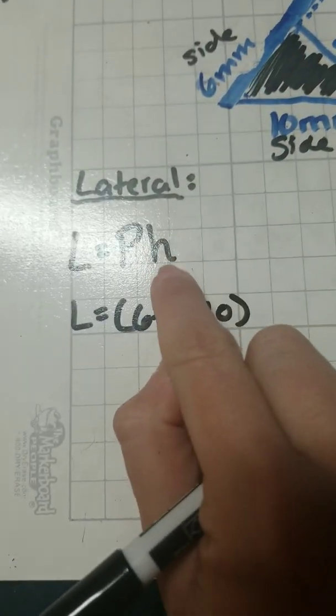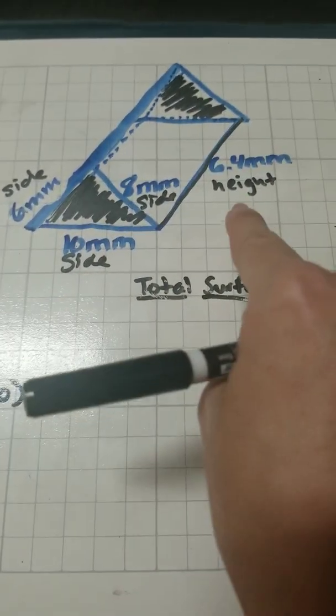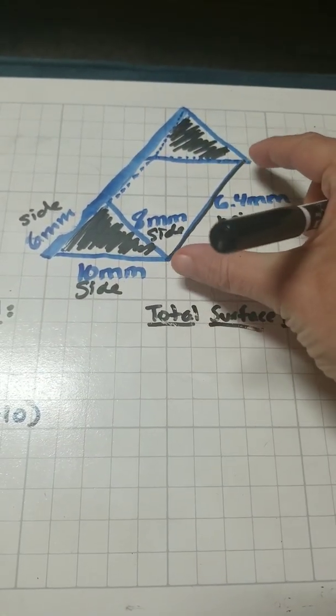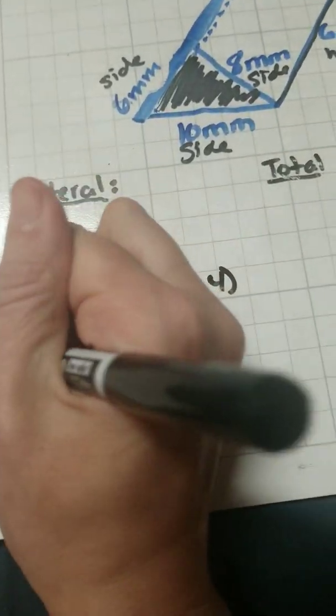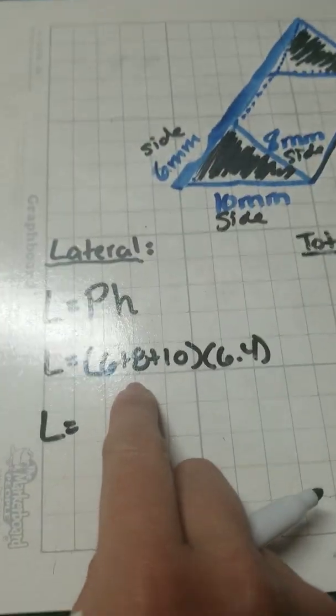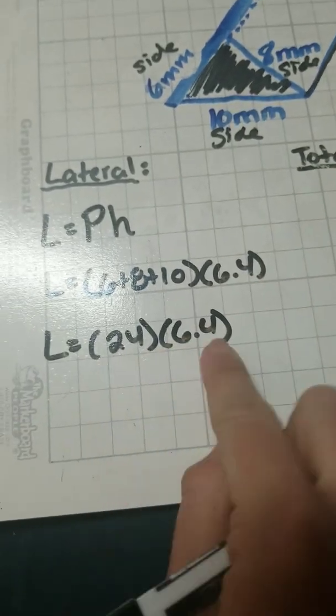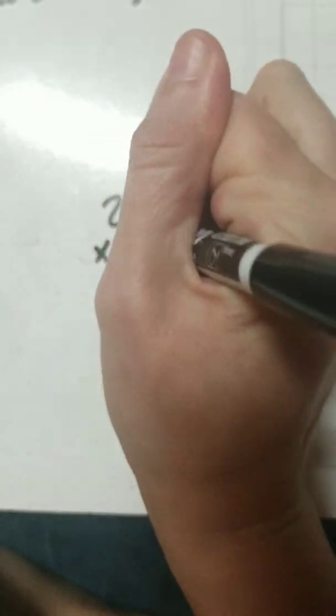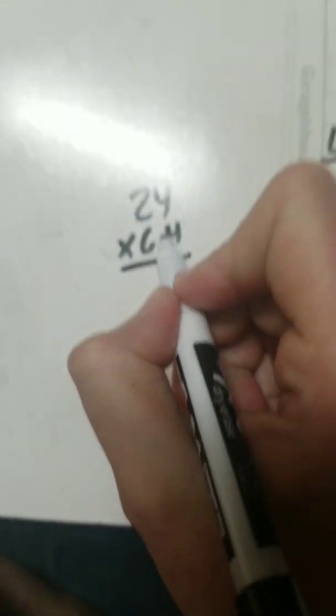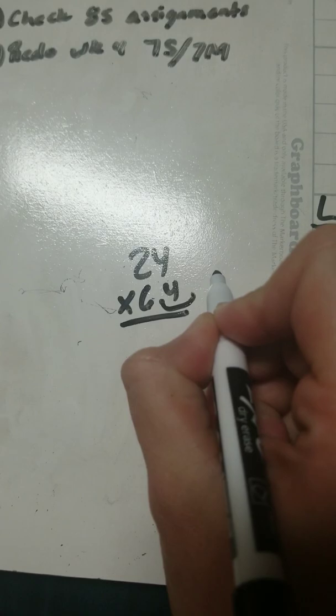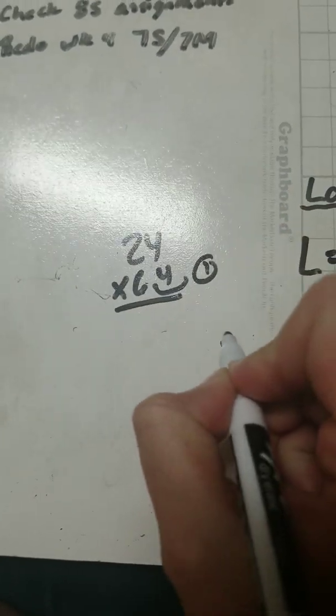And then I'm going to multiply that by the height of the prism, and that is the 6.4 that we determined. That was the distance between the two bases. Okay, so 6 plus 8 is 14, plus 10 is 24, times 6.4. So I'm going to take this and multiply it over here. So we have 24 times 6.4. The 6.4 has one decimal place, so we need to make sure that we take it out, but we put it back in at the end.